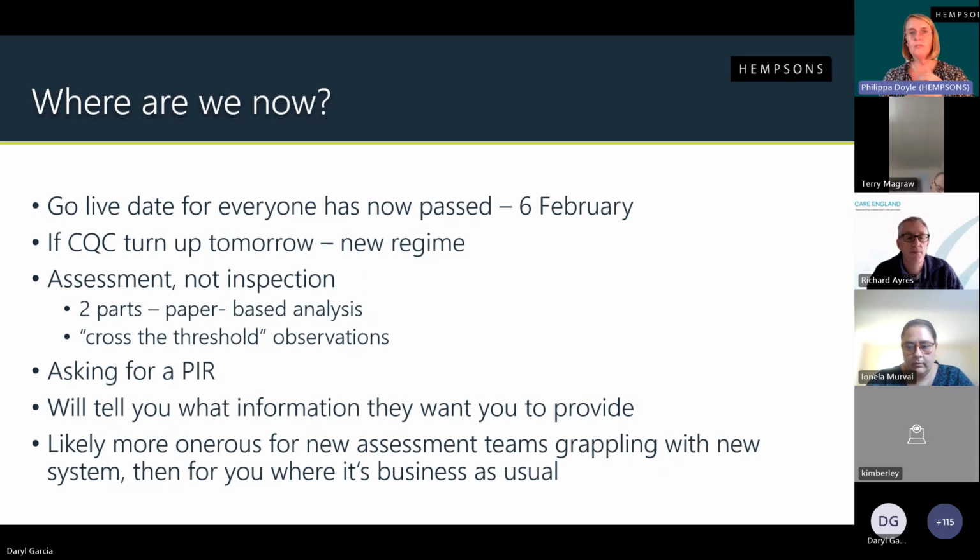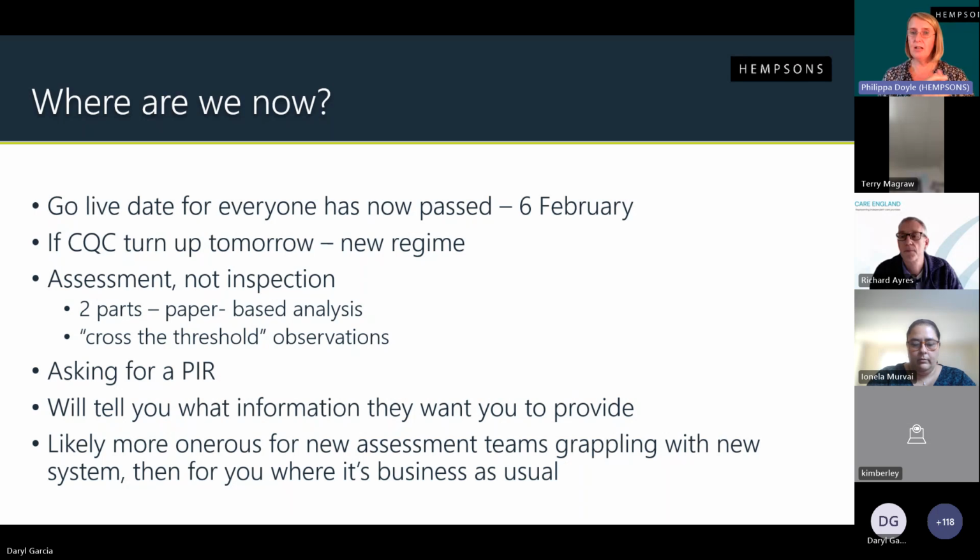There's cross the threshold observations, which are a lot like the old style inspection with an individual or a team of people coming into your service. And then there's the paper-based analysis, which is about reviewing evidence. And evidence is even more important than it ever has been in terms of how CQC assess your services now. And you'll see as we talk through the quality statements and as you look at them all in more detail within your services, this is all about what evidence you've got within the service, how you can demonstrate and showcase to CQC how your service operates, how it meets the specific requirements of those individual quality statements.